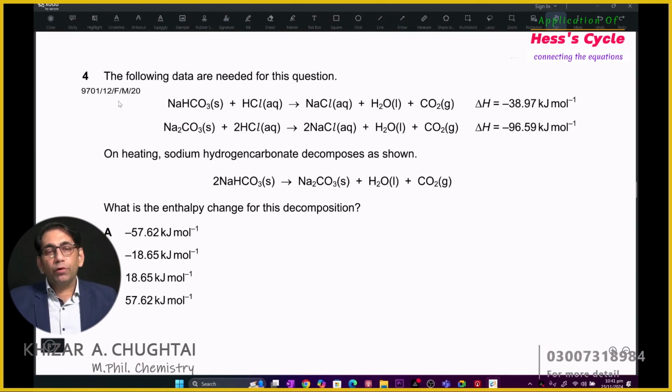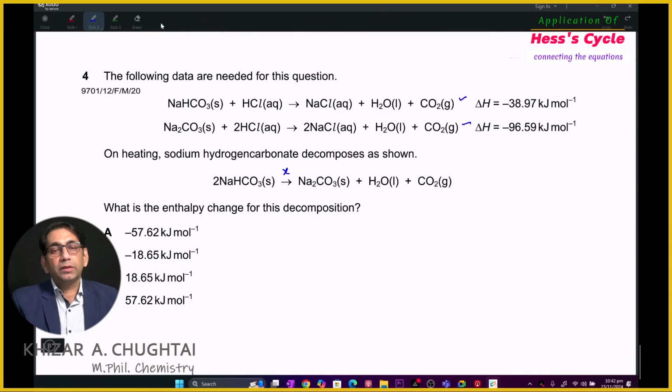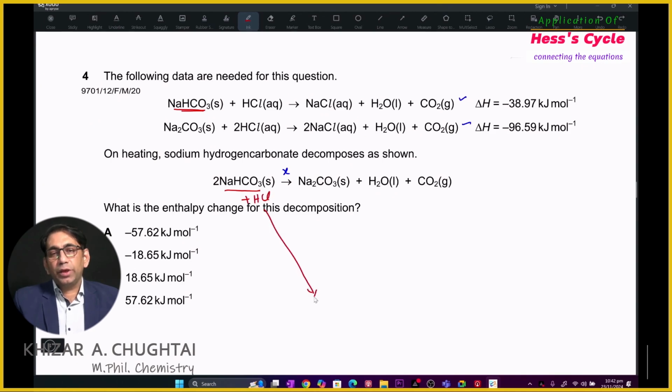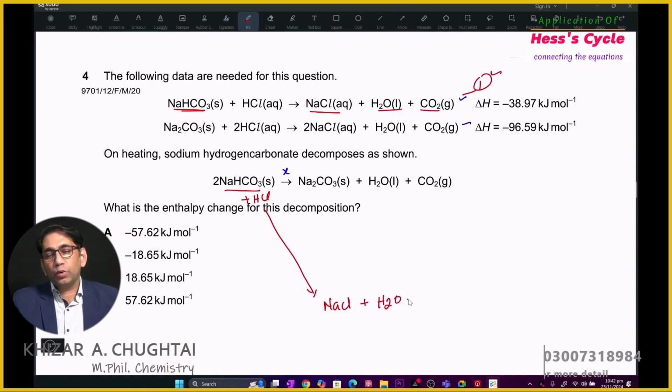Question number 4, Feb March 21, variant 2. In this case, 2 equations are given and they are asking to find the answer of this equation. Let's suppose its answer is equal to x, and we are going to find its enthalpy change. Here is sodium bicarbonate. So the reaction of sodium bicarbonate with HCl is going to make NaCl, H2O, CO2. So I am going to write NaCl. I am connecting equation number 1. Let's suppose this is equation number 1. NaCl, H2O, CO2, and so on.